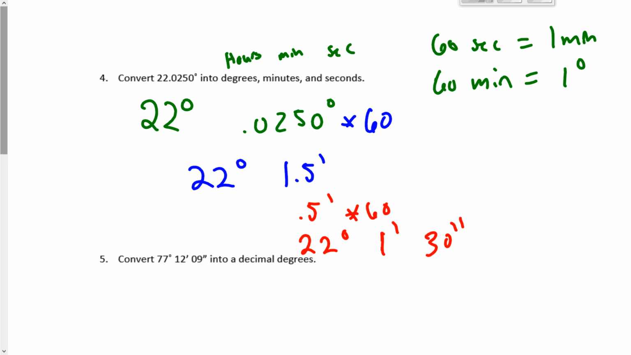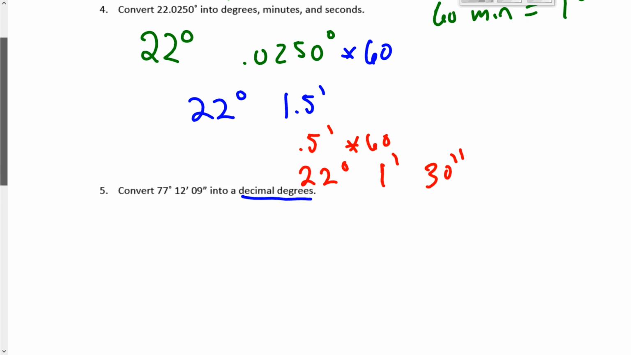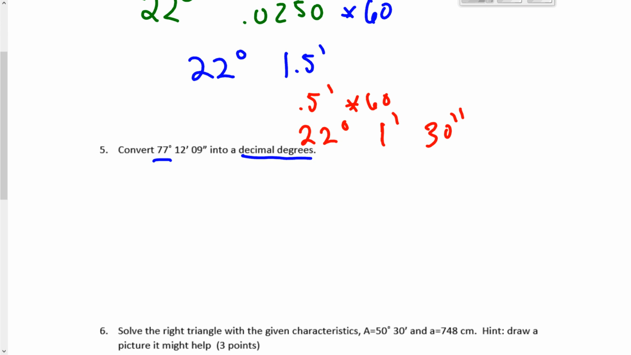Okay. And on this second one here, when we're converting to decimal degrees, right, that means we're changing everything to degrees. So how many degrees are in 77 degrees? Well, there's 77. Right? How many degrees are in 12 minutes? So that's when I got to take the 12 minutes and divide it by 60 this time. Okay, so I'm going to divide by 60 this time because I want to figure out how many degrees are in 12 minutes. Because if I multiply this, that would mean I would have a really big number of degrees, but I can't get much bigger than 77 degrees, right?